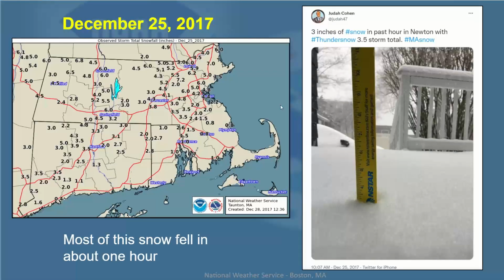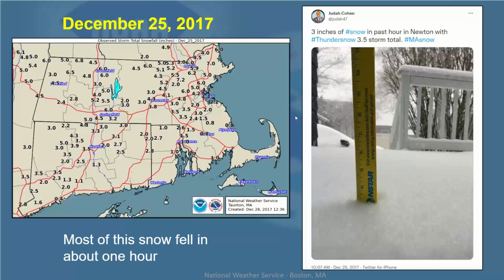Fast forwarding to Christmas 2017, you look at all these numbers, snowfall recorded in inches. I mean, that's nothing. It's just widespread 3 to 6 inches, except that most of this snow fell in about an hour. So you're talking about 3 to 5 inches per hour snowfall rate. That's pretty intense. And on the right-hand side is a tweet by Judah Cohen: 3 inches of snow in the past hour in Newton with thundersnow.